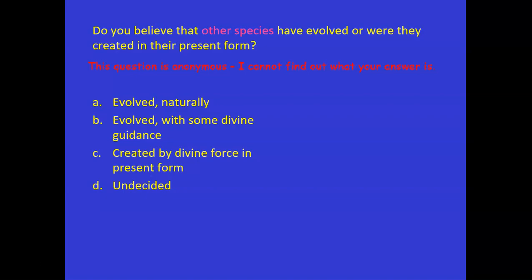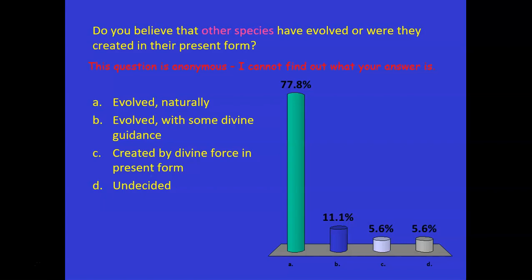Okay, coming back here, let's see what a recent class did. Most people are like, yep, evolved naturally. So that's even more than the 65% or so that agreed or strongly agreed with that first statement. They're like, yeah, other species evolved, and evolved naturally. That's just fine. The rest of the class, a little less than 25%, are scattered in these other categories.